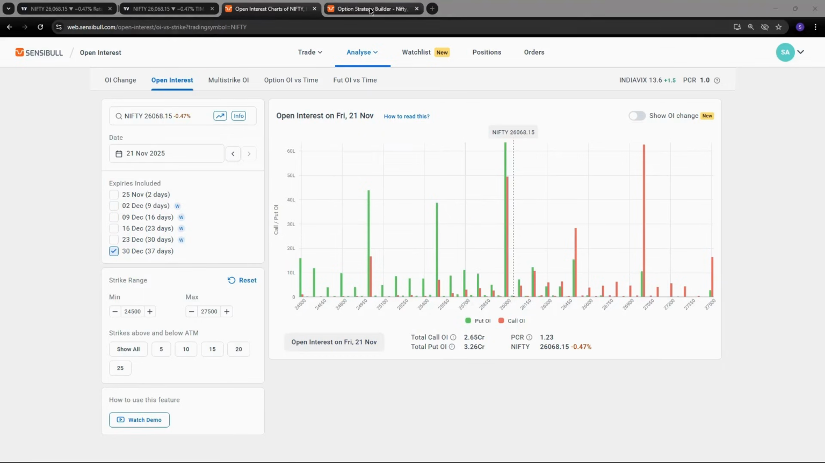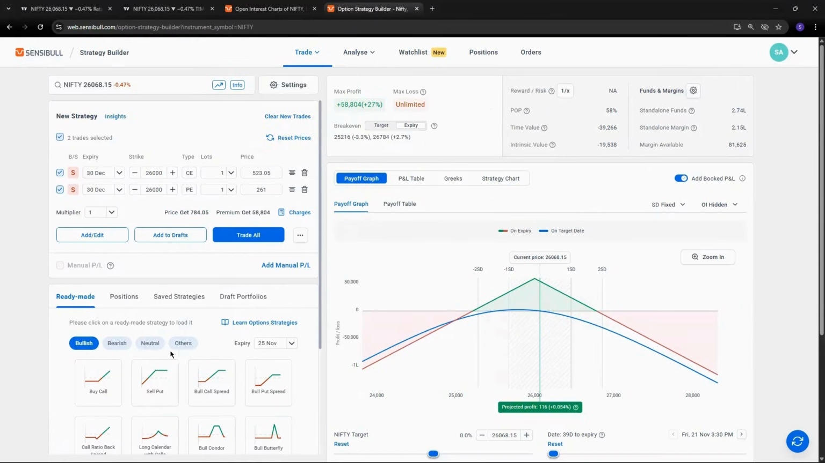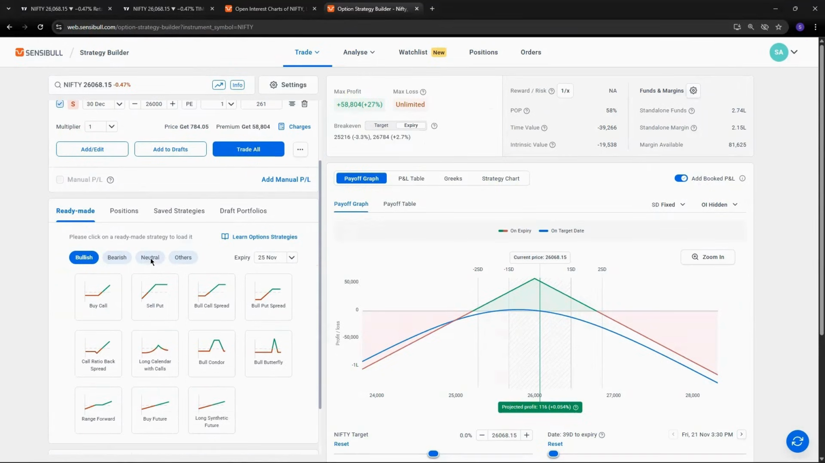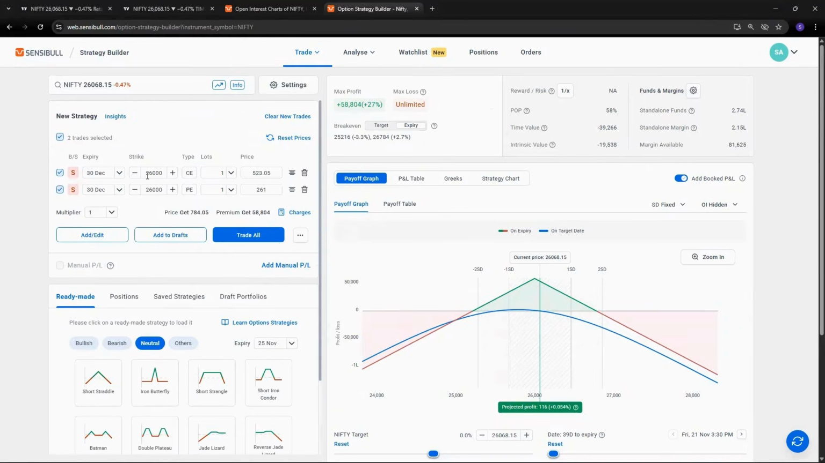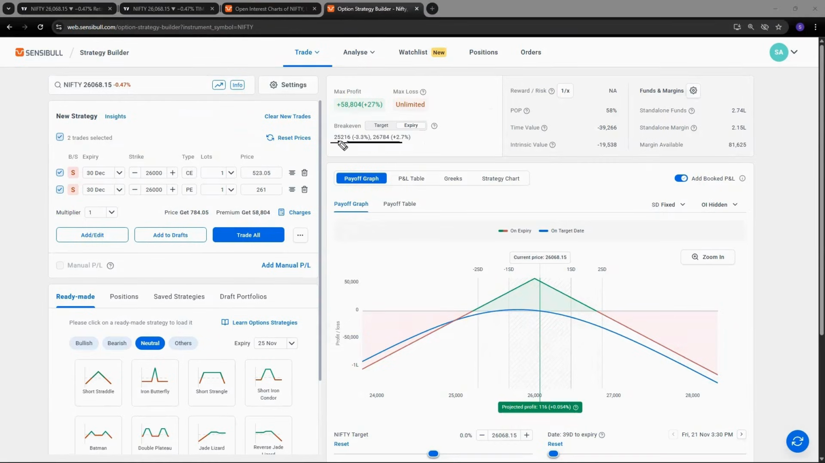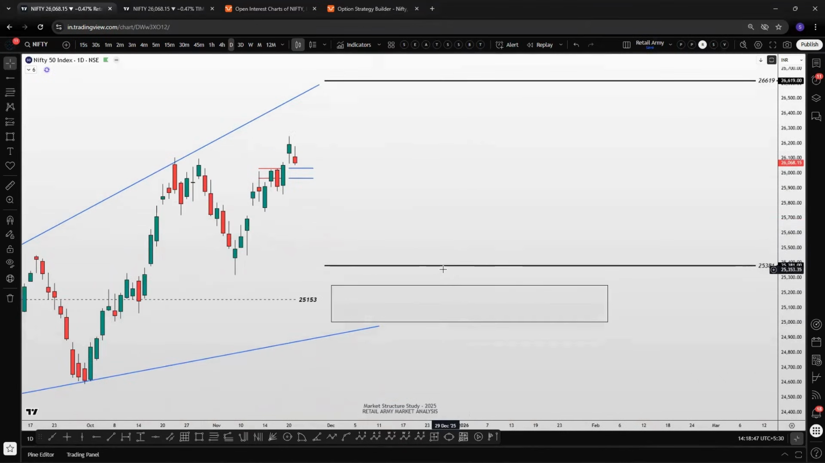So what we're going to do now is the same thing. We have taken a short position, a short straddle at this point. Very simple, nothing complicated. If you check the neutral strategies, this is a short straddle. We have taken this at the 26,000 call option and put option. What is the range we get? We get the range of 25,200 to 26,780. This is basically 100 points away from the previous strategy we took. 100 points distance.